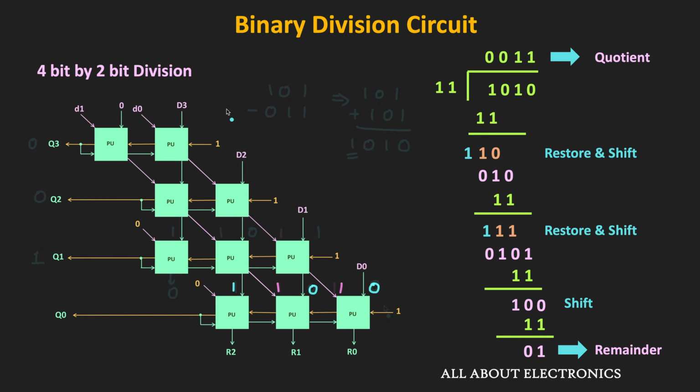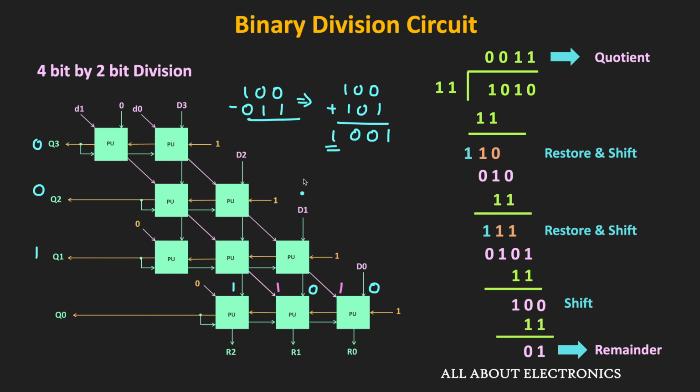So here this 100 minus 011 is equivalent to this 100 plus 101, and that is equal to 1001. So as you can see, here this carry output is equal to 1. That means this q0 output will be equal to 1, and since it is equal to 1, the output of this last block will be equal to a minus b, or in this case that is equal to 001. That means here the remainder is equal to 001, and the quotient bits are equal to 0011.